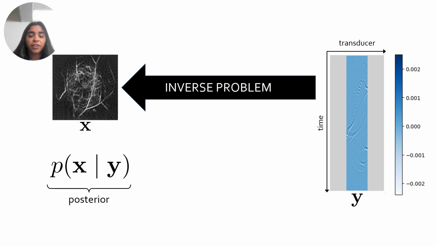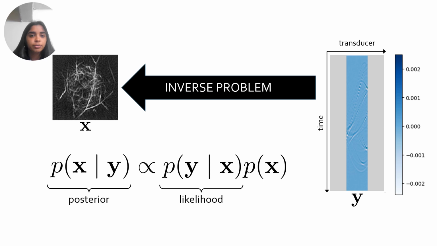Image solutions can be found as samples from the posterior distribution of possible images X conditioned on the measurements Y. By Bayes' rule, the posterior is proportional to P of Y given X, which is known as the measurement likelihood, times P of X, or the prior. The prior enforces biases on the image reconstruction in order to produce a plausible image.